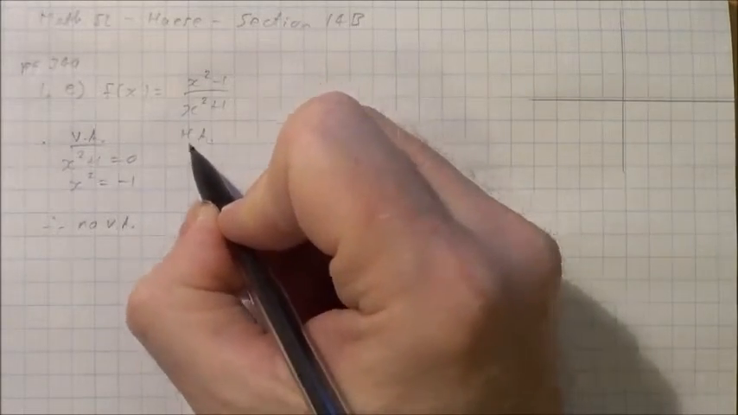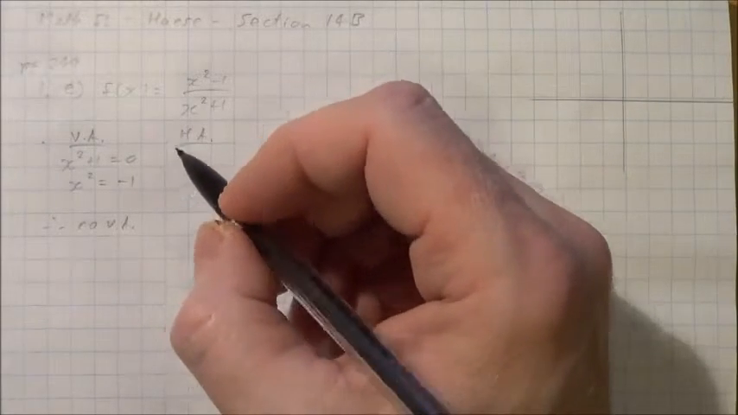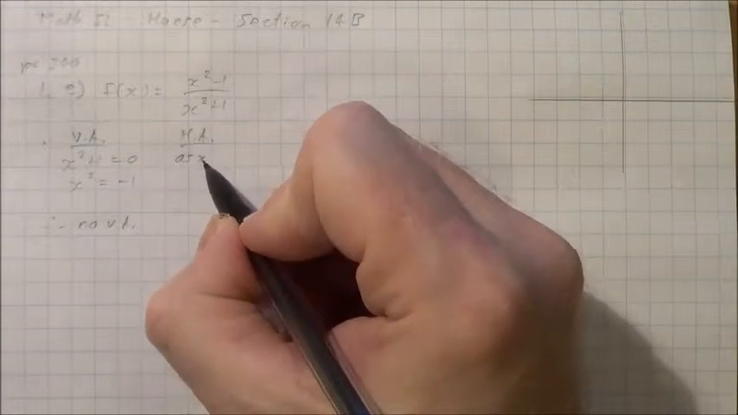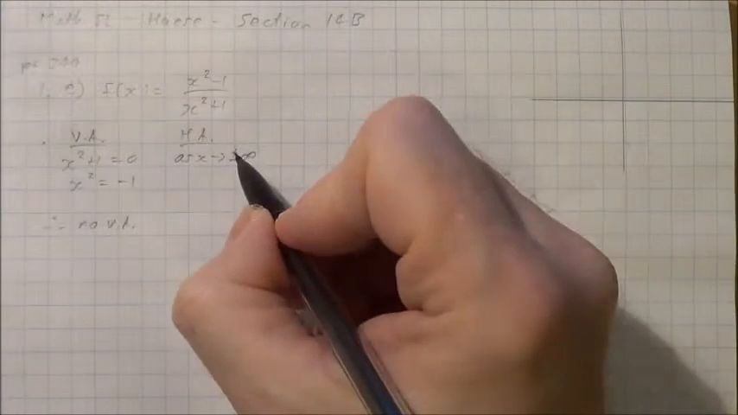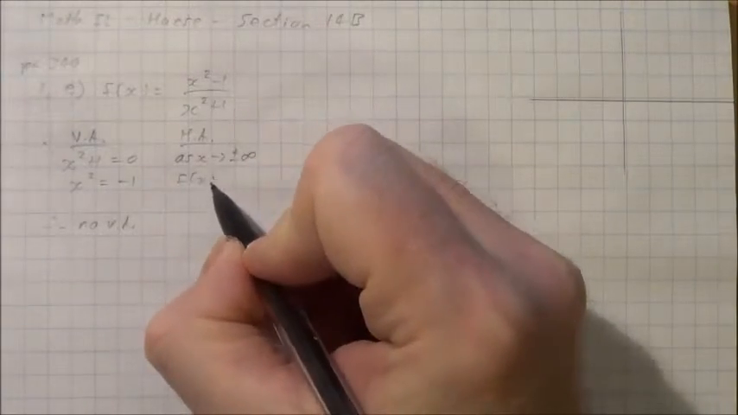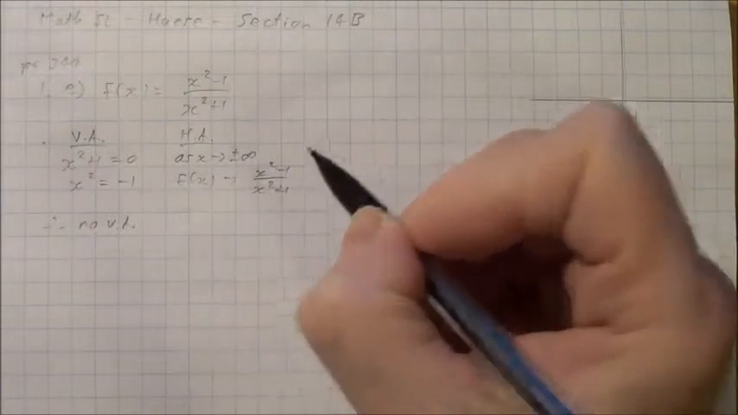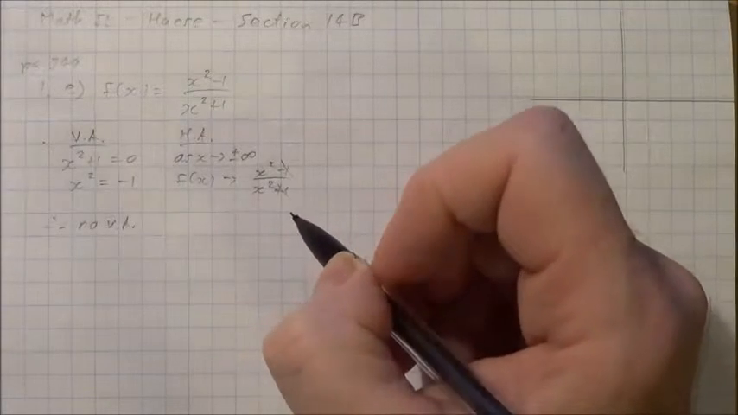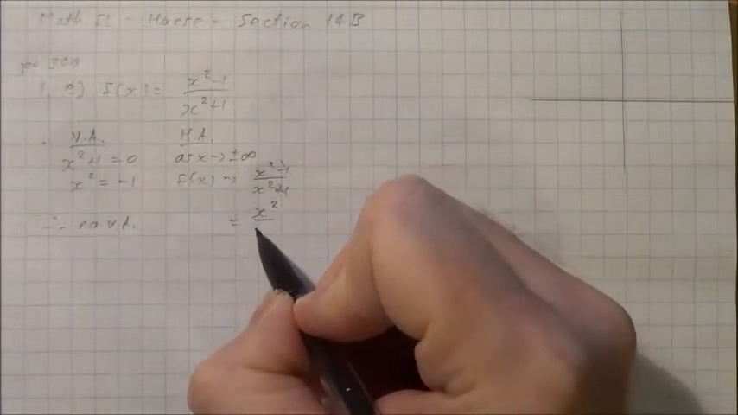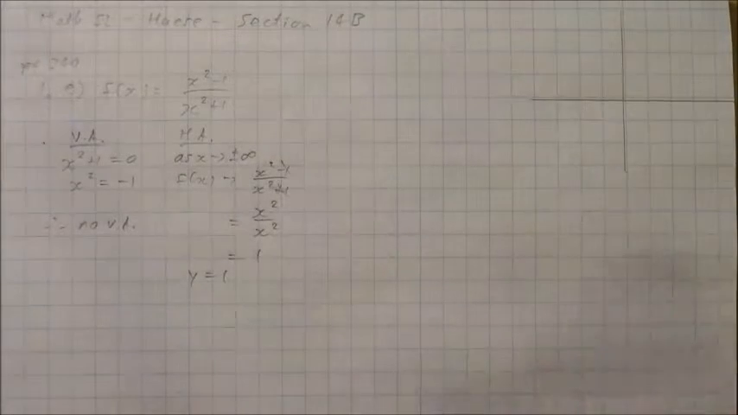When we look at horizontal asymptotes, again applying the rule of functions, as x approaches very large values, f of x is approaching x squared minus 1 over x squared plus 1. Again, the -1 and the +1 don't make any difference to the result, so you're left with x squared over x squared, which simplifies down to 1. So the horizontal asymptote is y equals 1.